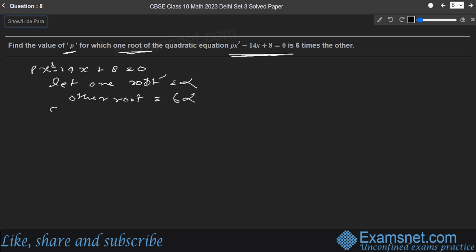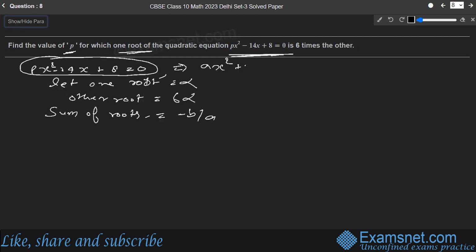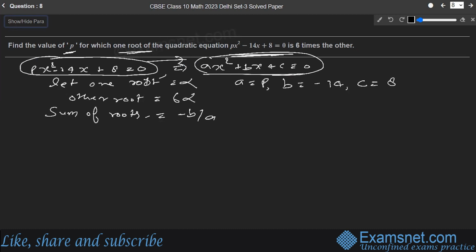Now, let us find out the sum of the roots, which is given by minus b upon a. Let us compare this particular equation with the standard one, ax square plus bx plus c equal to 0. If we compare, we can correspondingly get the values of a, b, and c. So we get a as p, b as minus 14, and c as 8. These are the values that I received for a, b, and c.